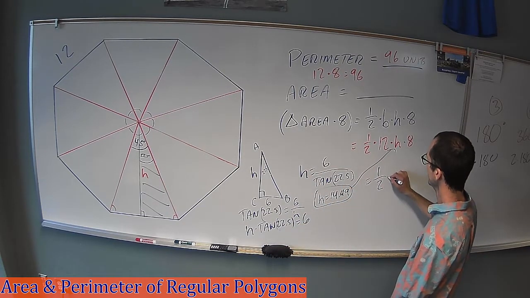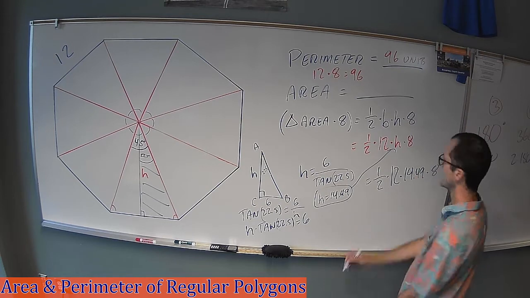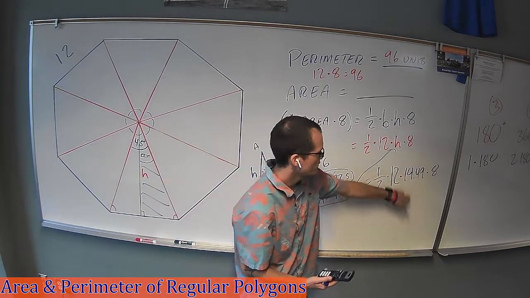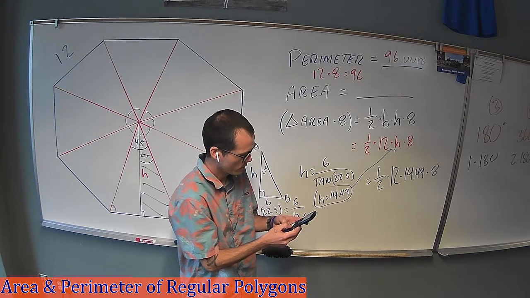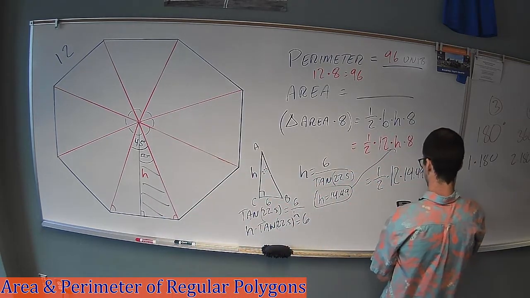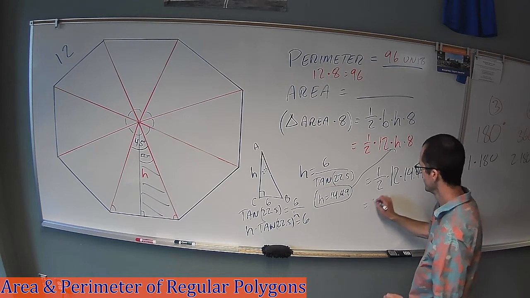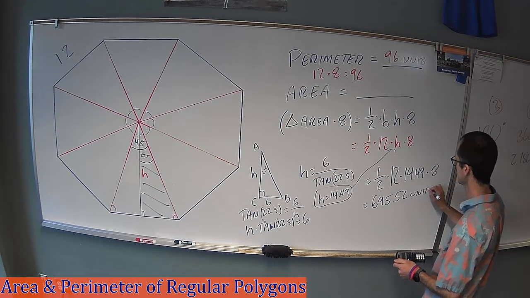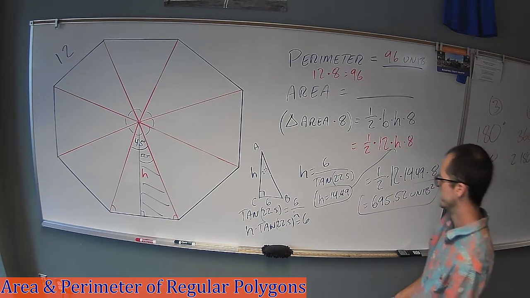So we have 1/2 times the base of the triangle times the height of the triangle times the number of triangles that this thing is composed of. Back to the calculator. 1/2 times 12 times 14.49 times 8. So 0.5 times 12 times 14.49 times 8 equals, I got, in this case, 695.52 units squared. There it is. This is the area of our regular octagon.